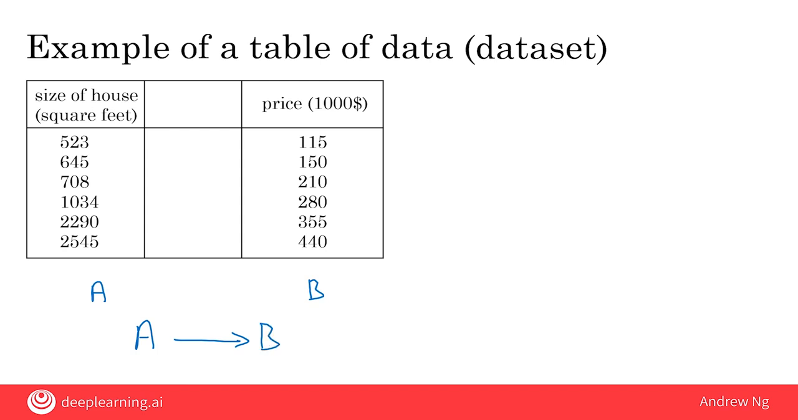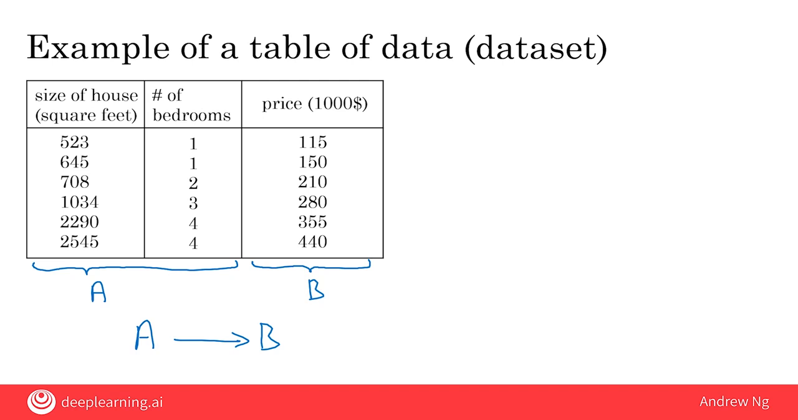Now, rather than just pricing a house based on the size, you might say, well, let's also collect data on the number of bedrooms of this house. In that case, A can be both of these first two columns, and B can be just the price of the house. So given a table of data, given a dataset, it's actually up to you, up to your business use case, to decide what is A and what is B.